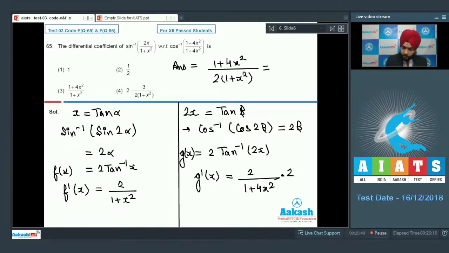So that will be 4 plus 4x square minus 3 upon 2 into 1 plus x square. So when you divide the first two terms, 4 into 1 plus x square divided by 2 into 1 plus x square, you will get the fourth option as the correct choice. Okay, 2 minus 3 by 2 into 1 plus x square will be the answer. Option number 4 is the right choice. Okay, let us move on to 66.